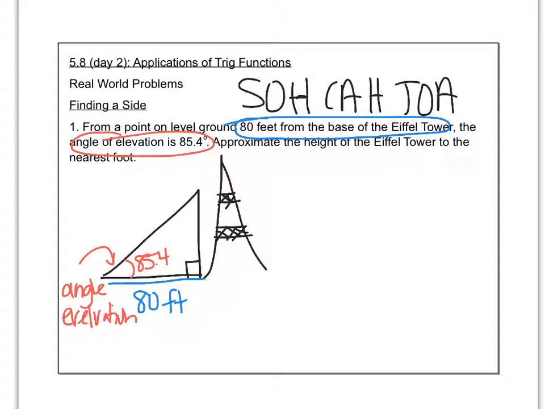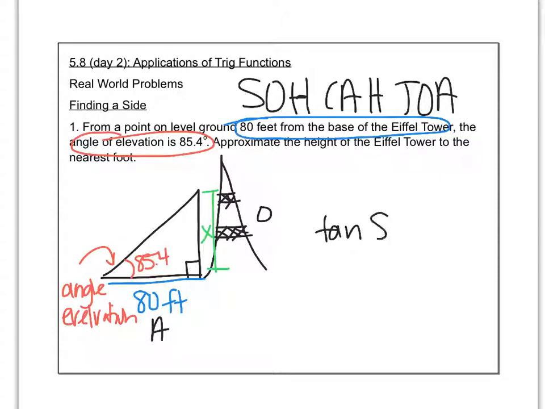And then last thing is we have to label what we're trying to find. They want us to find the height of the Eiffel Tower. So since it says height, that's going to be the vertical one. So we're trying to find that right now. All right, so then the setup should be the easy part. It's just getting everything in the right spot. This is opposite. This is adjacent, so we're going to use tangent.